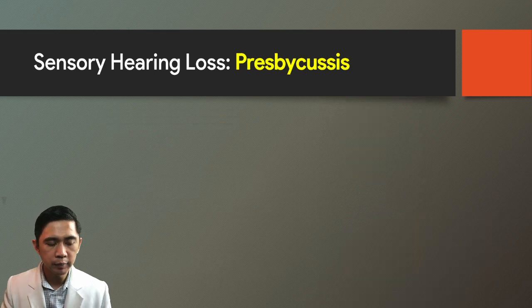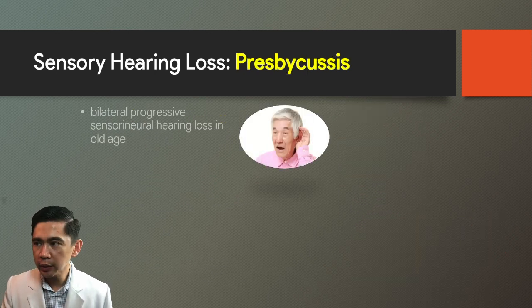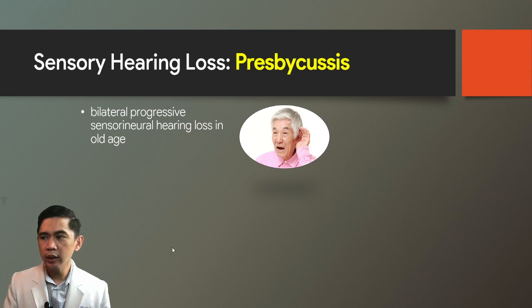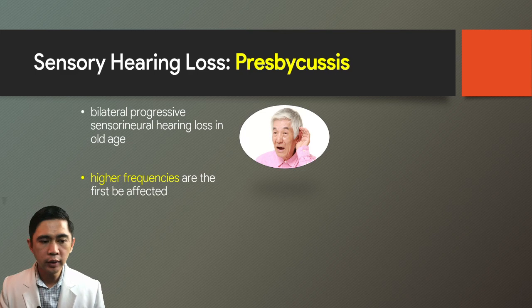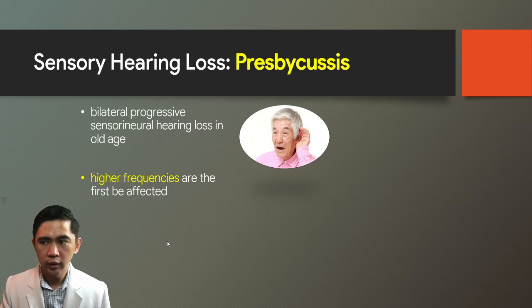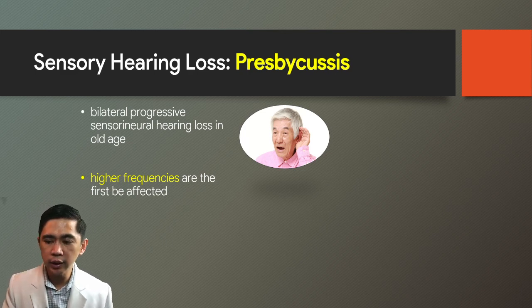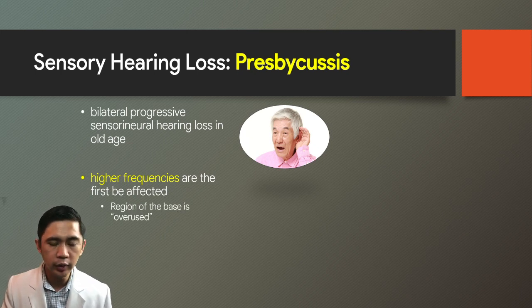So next is the presbycusis. Presbycusis is a bilateral sensorineural hearing loss in old age. Higher frequencies are first to be affected. If you can remember, higher frequencies are found on the base of the cochlea, and the region of the base is the most overused region.